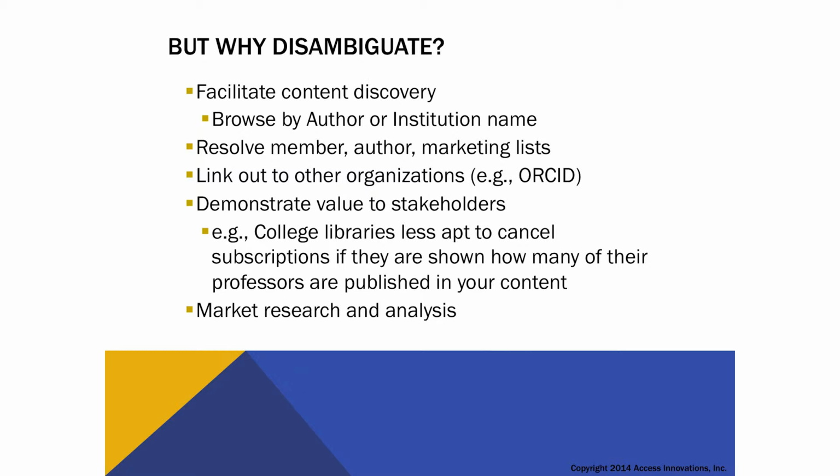So why do we need to disambiguate? So you can browse by author, so you can browse by institution, so you can resolve the list between the marketing department, the membership department, the editorial department. And increasingly now we're seeing the rise of these universal databases such as ORCID. People come to me when I talk to them about disambiguation and they say, well, isn't ORCID going to solve that problem? I said, no, you have to solve your own internal problems before you can make use of ORCID.